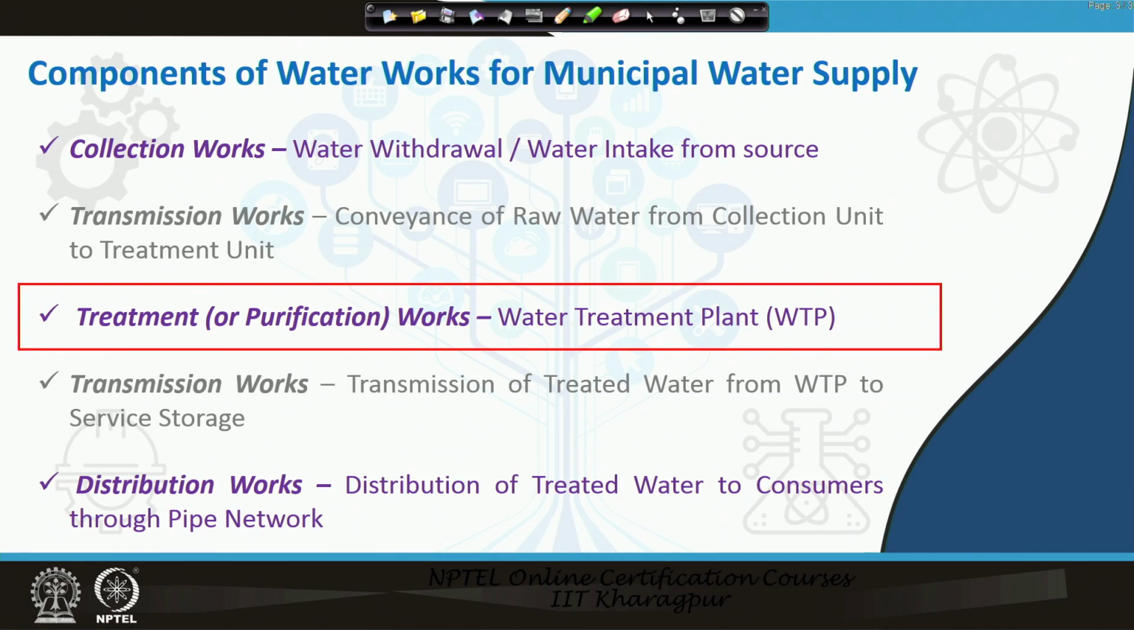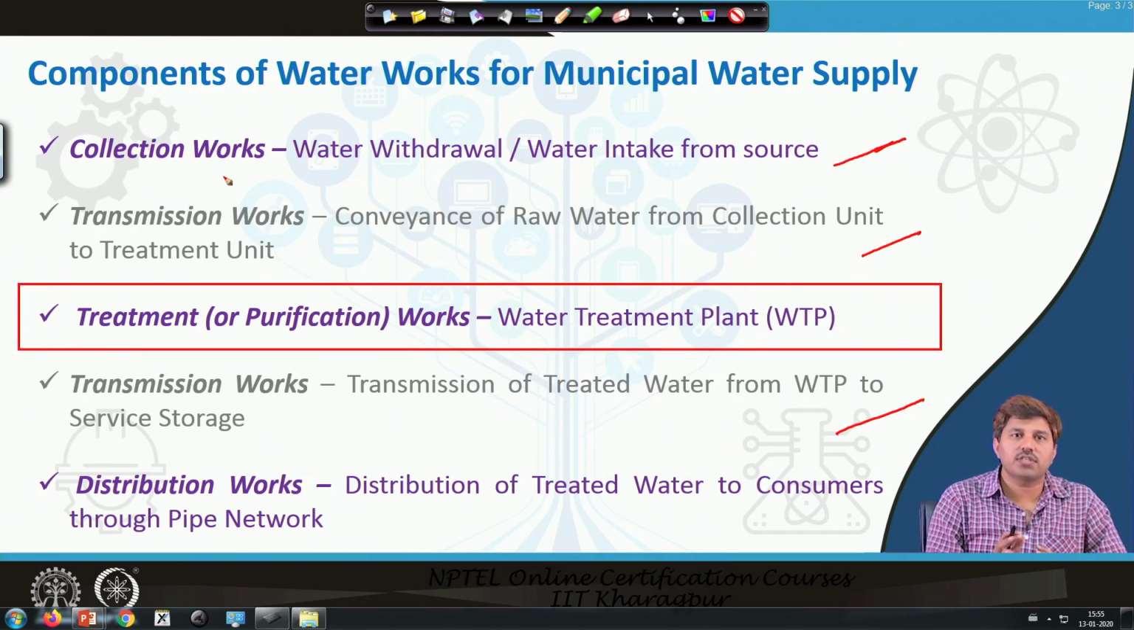So, this in fact is an old slide. We earlier saw this a week before. We have so far talked about the collection works, so how do we collect water from the source, and in the earlier week we discussed the transmission works, how we transmit water. But as discussed earlier, collection, treatment and distribution are the main three pillars of a municipal water supply system. Of course, in between comes the transmission.